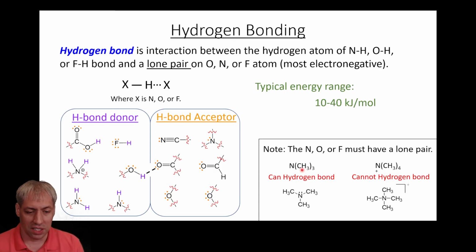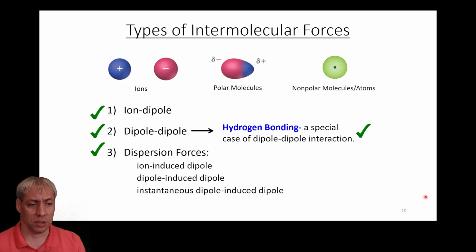If you take three CH3 groups around a nitrogen, this trimethylamine, it has a lone pair. This guy can do hydrogen bonding. If you put four of those CH3 groups around it, there's no longer a lone pair. This can't hydrogen bond. So it's not enough for an N, O, or F to be present. You also need a lone pair that can interact. You can have favorable interactions with this if you have an H donor, but this guy doesn't have a lone pair, so it can't do hydrogen bonding.